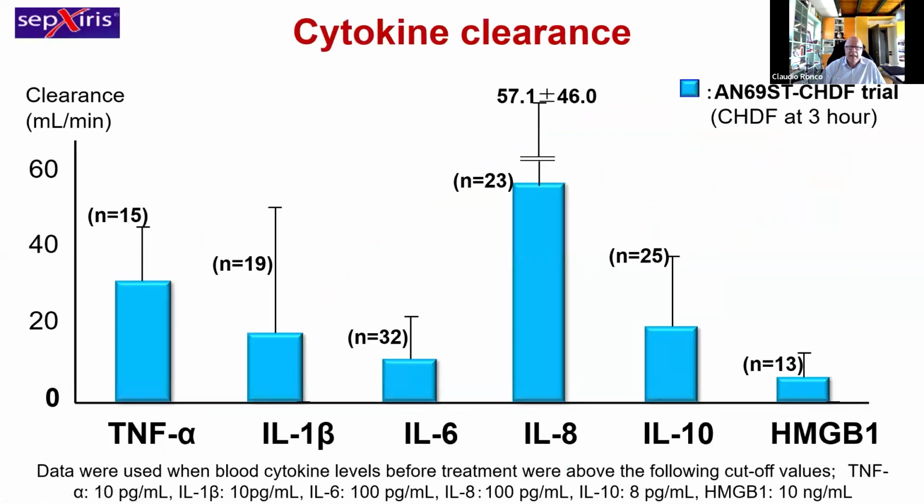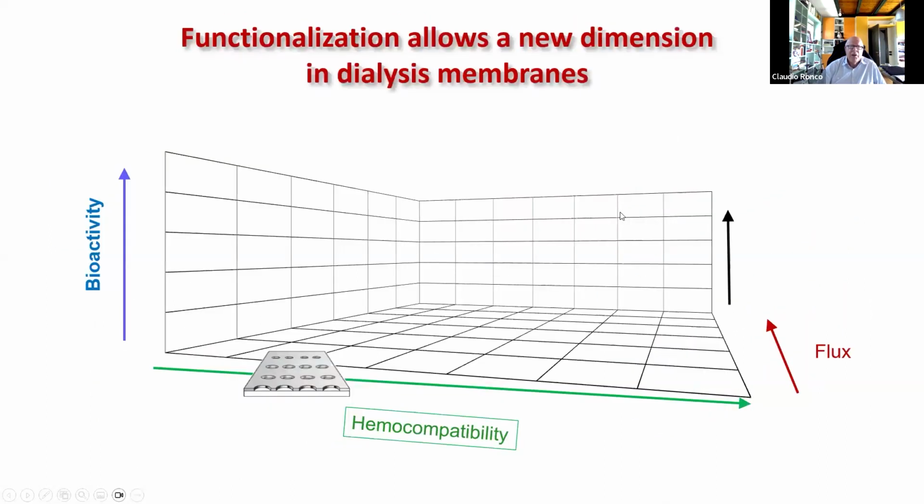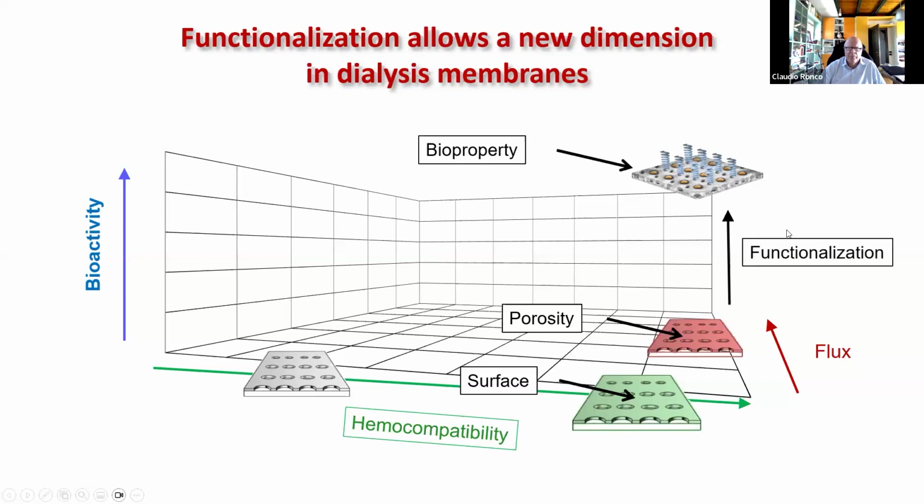In this case, these membranes have demonstrated high capacity of removal of pro-inflammatory mediators, not by clearance through convection or diffusion, but simply by adsorption. And there are other membranes, for example, polymethyl methacrylate, that has high capacity for adsorption. And it is structured in a way that adsorption may become an important component. So in the past, while we tried to improve hemocompatibility by modifying the surface, subsequently, we modified the porosity to change the flux and the sieving coefficient, and recently to add the bioproperties to create some kind of bioactive membranes.